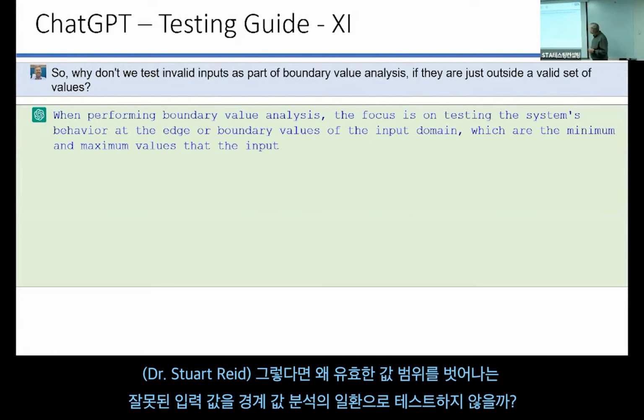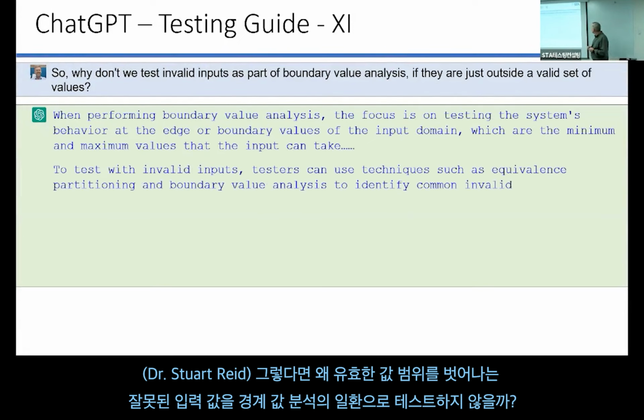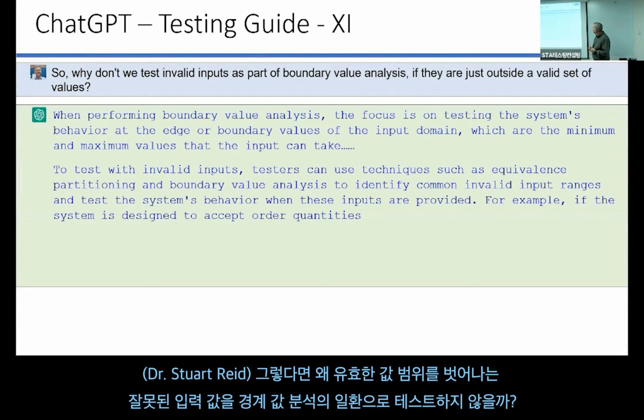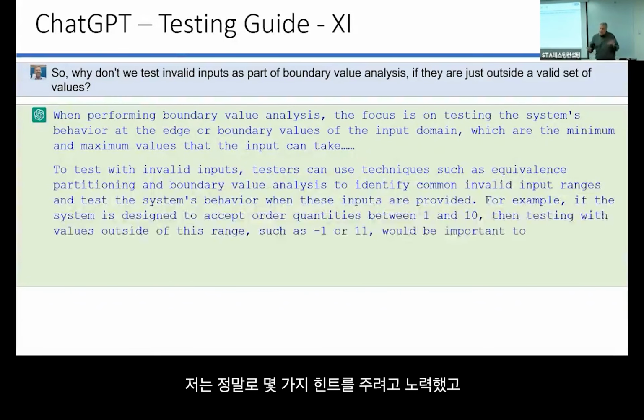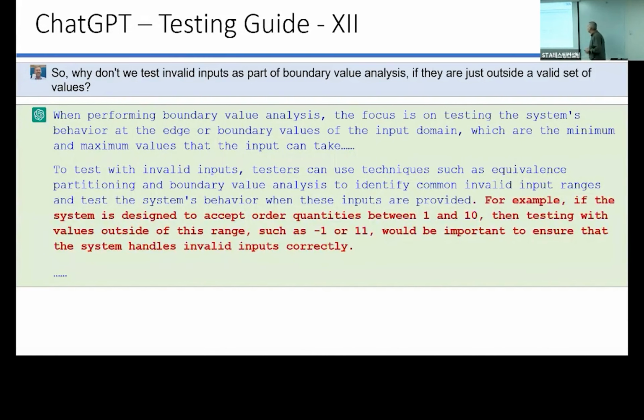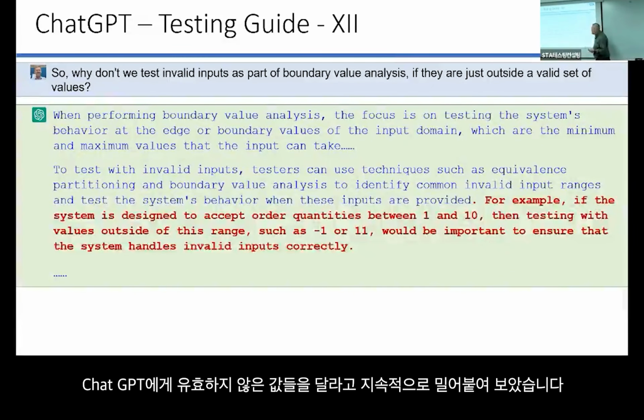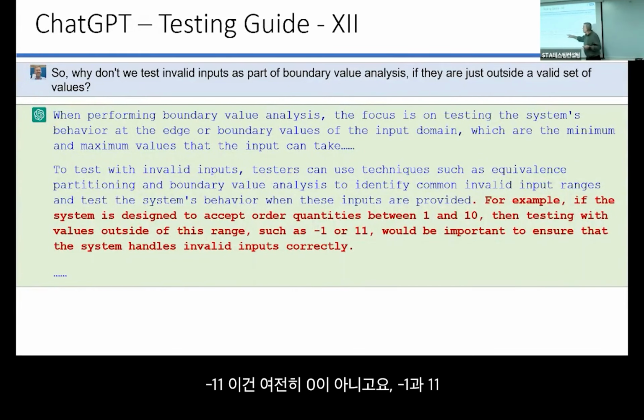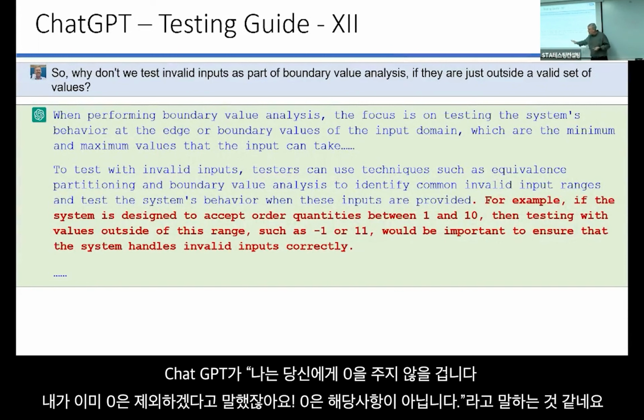So why don't we test invalid inputs as part of boundary value analysis if they are just outside a valid set of values? So I'm trying to really give it some clues here, but I've really pushed it to say, give me some invalid values. What does it give me? -1 and 11. It still won't give me 0. So it's like, well, yeah, you can have some invalid values, but I'm not going to give you 0 because I've already told you that we're not doing 0. 0 is just not on the table.